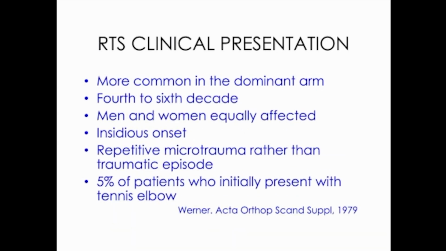So the most common presentation of radial tunnel syndrome is that it is more common in the dominant arm, occurs in the 4th to 6th decade. Men and women are equally affected. It tends to have an insidious onset, and the cause is usually repetitive microtrauma rather than an episode of acute trauma. And 5% of patients who initially present with tennis elbow actually may have radial tunnel syndrome.